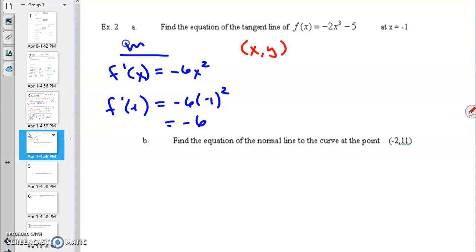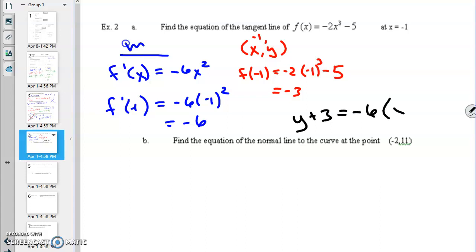Well, we already know what x is. Now we just got to find y. How? Plug it into the original. Whenever you're looking for a point or position, you plug into the original. Let's see. -1 cubed is -1 times -2 is 2. 2 minus 5 is -3. Put it all together. Equation of the tangent line: y plus 3 equals -6 times (x plus 1).